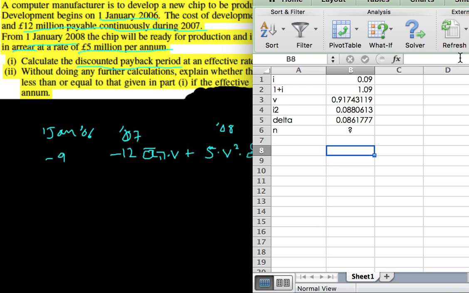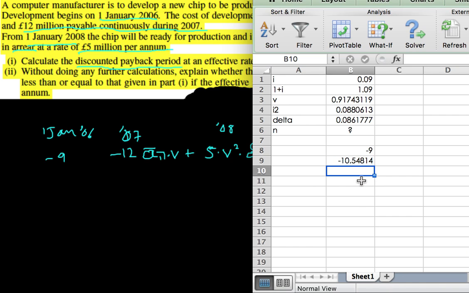Now, the first bit is we're going to start with minus 9 million. That's at the start of our period. Then we've got over here minus 12 million multiplied by a continuous annuity discounted back 1 year, so we'll just multiply it by v, discounting back 1 year, times the annuity itself, which is 1 minus v to the n, and in this case n is 1 year, so to the power of 1, we don't need to do that, divided by delta. And this is the present value of that 12 million that we're paying in the second year of the whole thing.